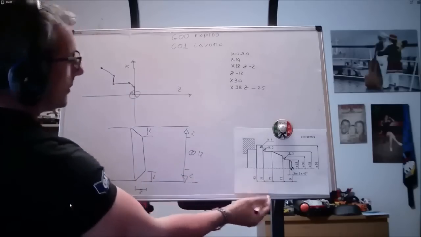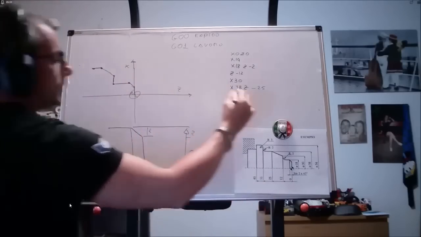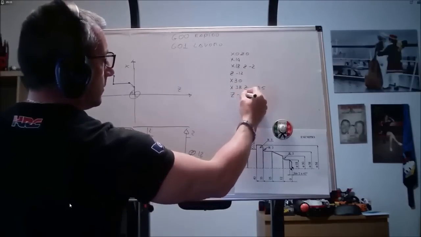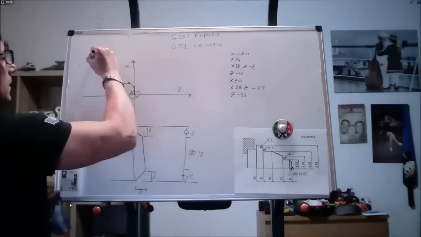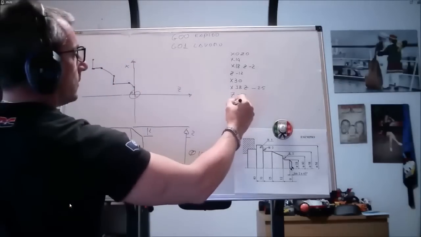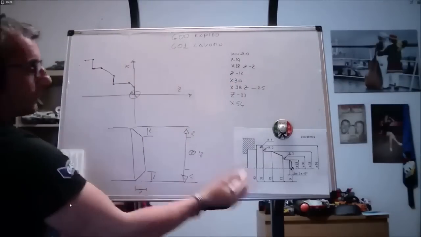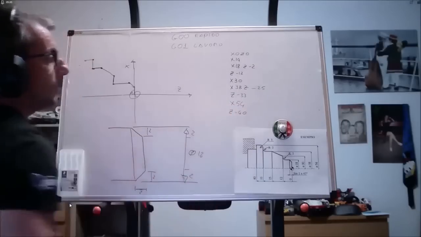Now, a single coordinate to go to z minus 33. A single coordinate to rise to x54. Then another single coordinate to finally finish the piece. Let's do something else. Z minus 40.